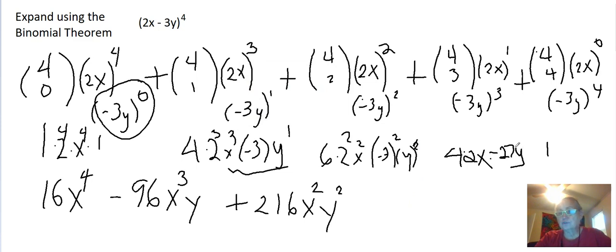Y to the 3rd. Okay, so 4 times 2 times negative 27, that's negative 216. Look, X goes down by 1, Y goes up by 1, right? And then the last one, we have 4 choose 4, which is 1.